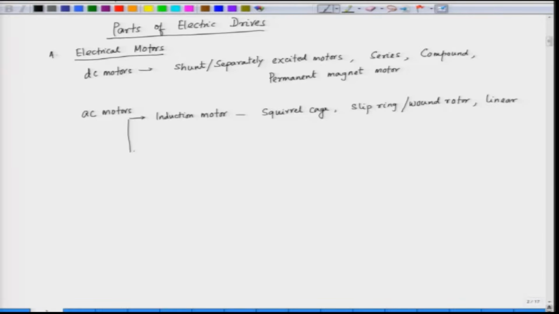Now, another type of AC motors are called synchronous motors. The synchronous motors are limited to very high power applications. So, what are the various types of synchronous motors? We have synchronous motor.